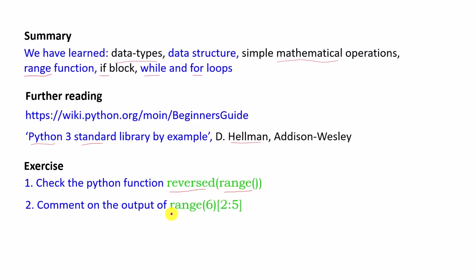Similarly, if I write range 6, then it will create a list from 0 and it will stop at 5. It will not include 6. But then if I write range 6 within square brackets 2 to 5, what does it do? Check it out and let me know what you think, what does it do.